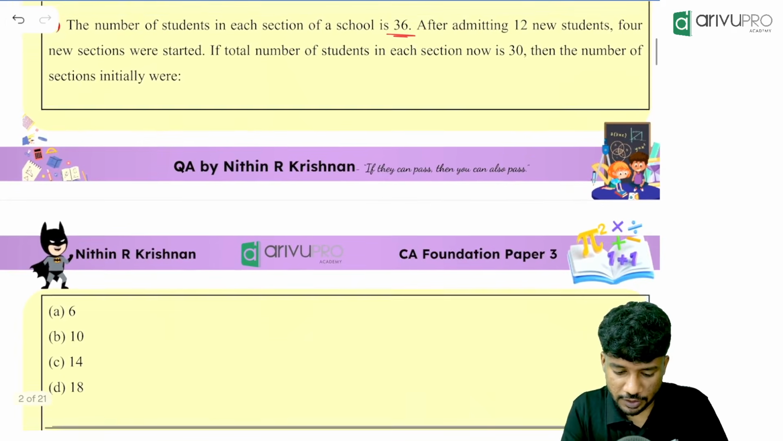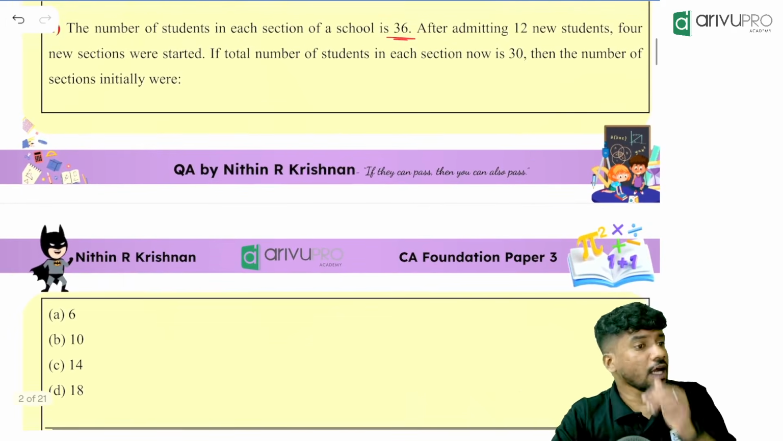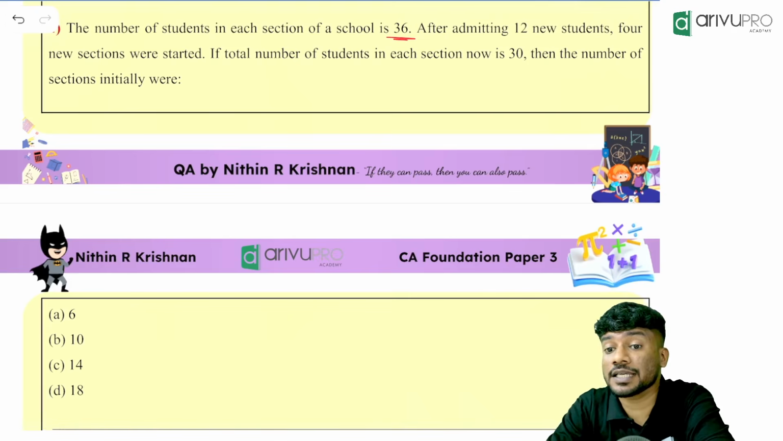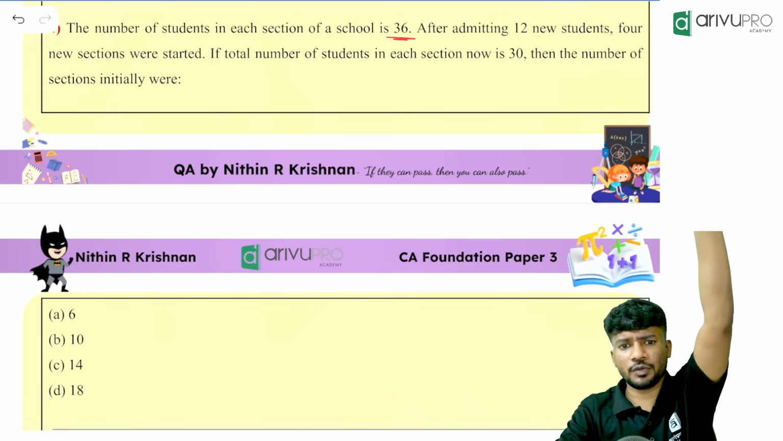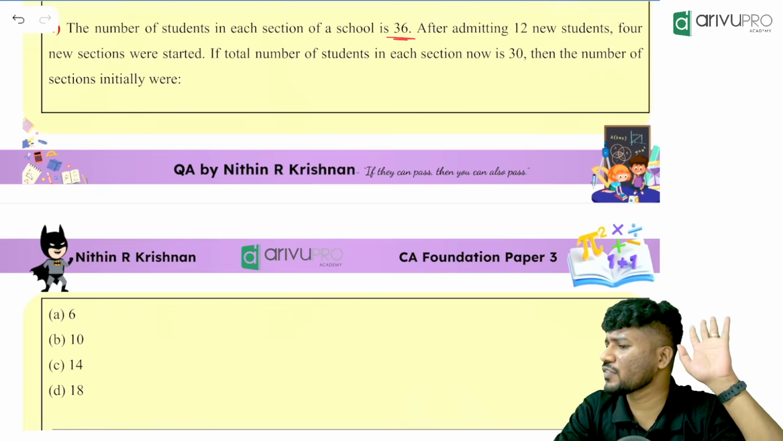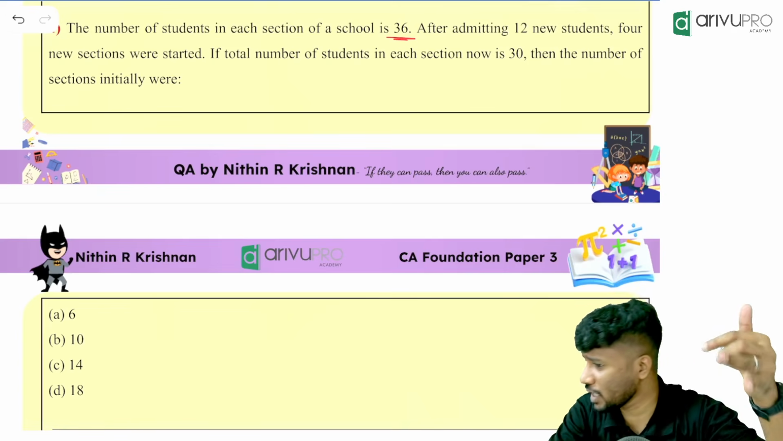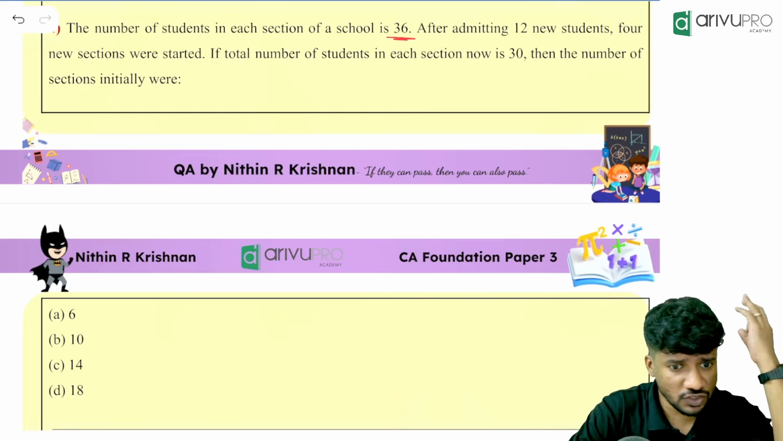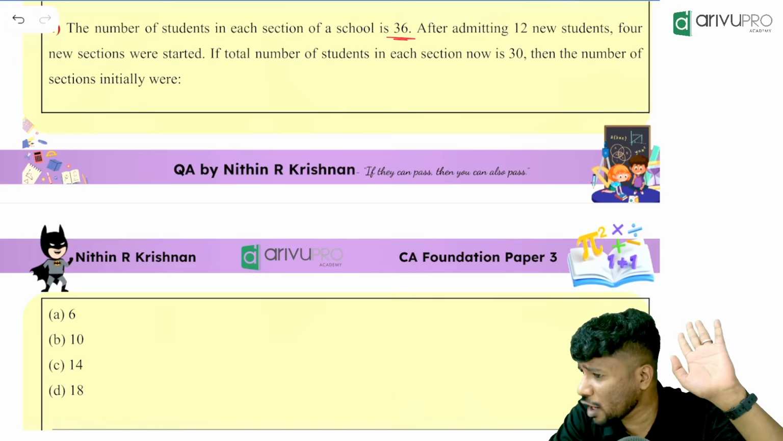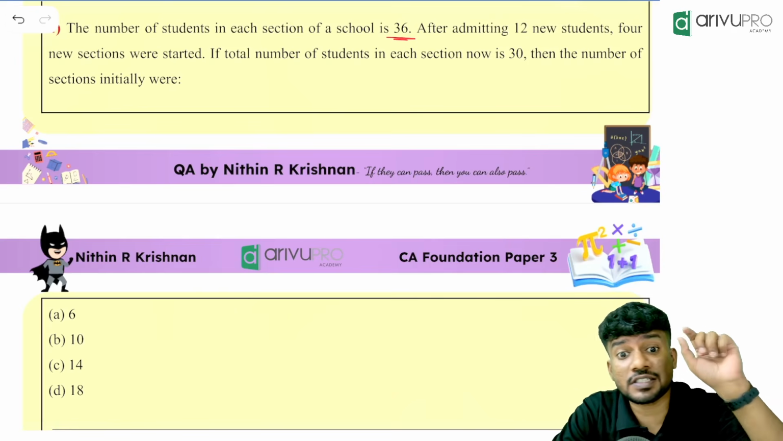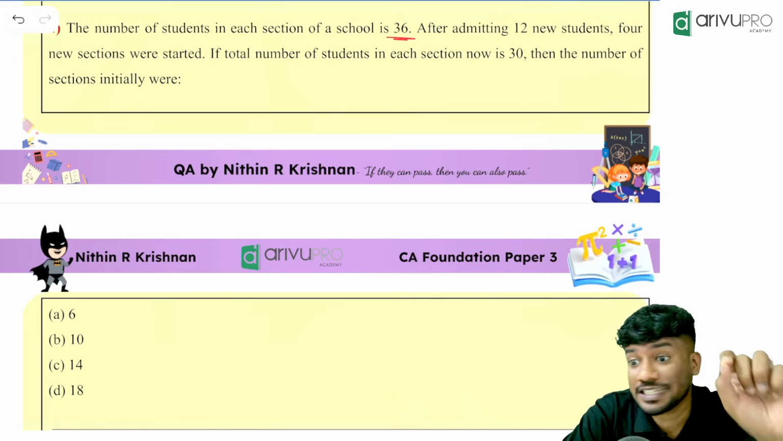Let me write. The number of students in each section of a school is 36. So for example, think about your school. Each section is having 36 means what? For example, section A will have 36, section B will have 36, section C will have 36. Every section is having how many students in total? 36 students are there in each section.